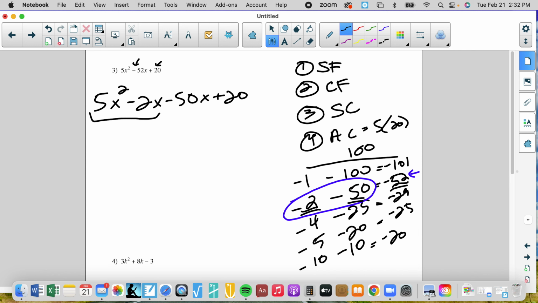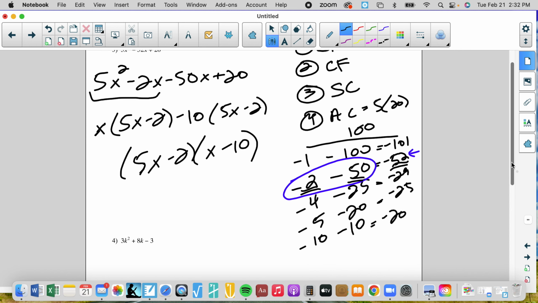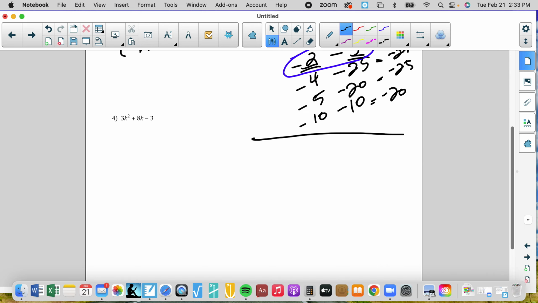I'm going to factor by grouping. I'm going to just take out an x. I can't take anything more. That leaves me with 5x minus 2. First term negative, I'm going to factor out a negative 10. That leaves me with 5x minus 2. So 5x minus 2, and then x minus 10. As easy as that.